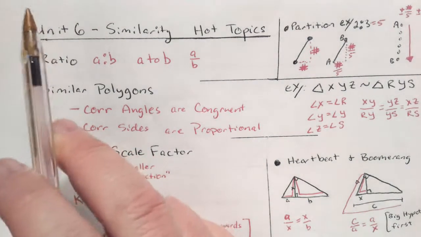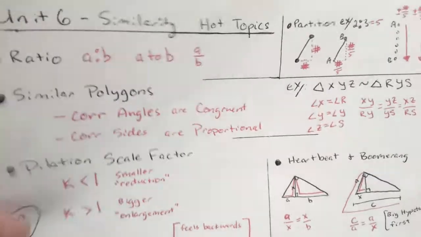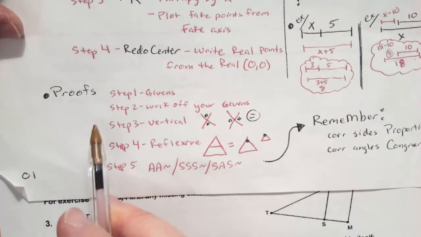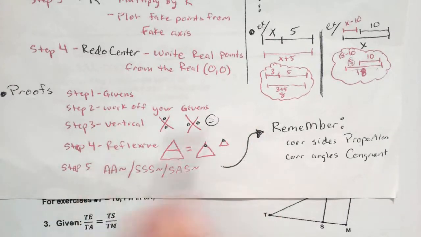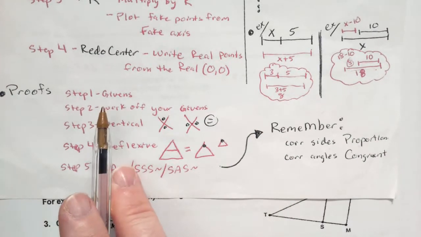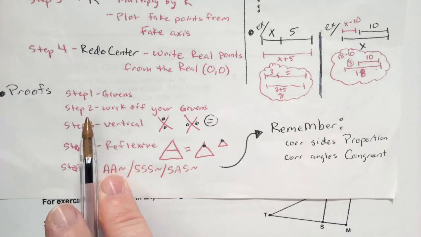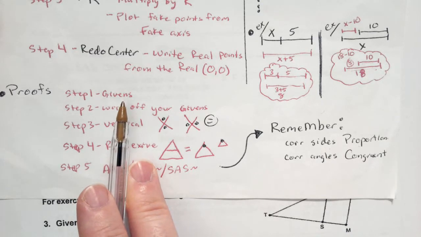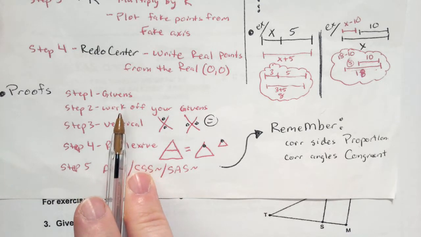Today we're continuing Unit 6, and we're going to be doing the triangle proofs. On page 1, make sure that you have these steps out in front of you. Step 1, use your givens. Step 2, work off your givens. So if, for instance, there are 3 sides, use those 3 sides. If that answers your question, stop there.